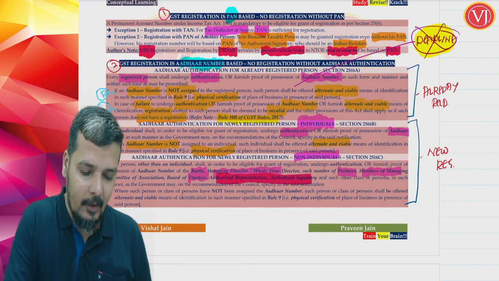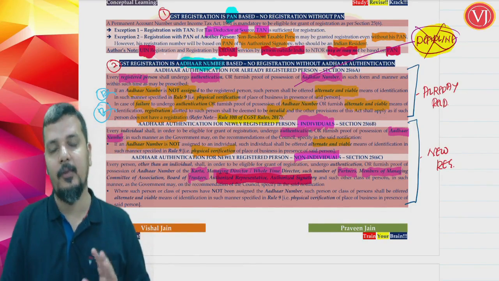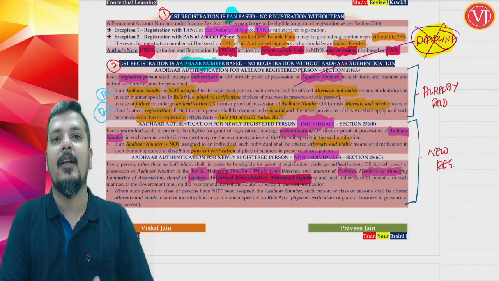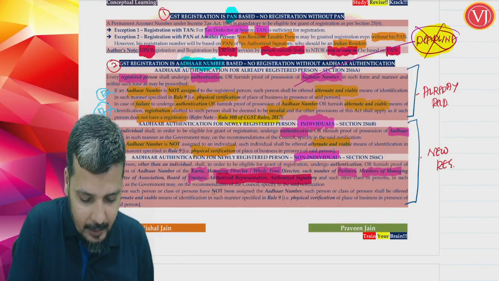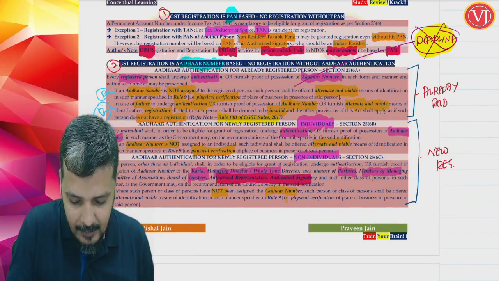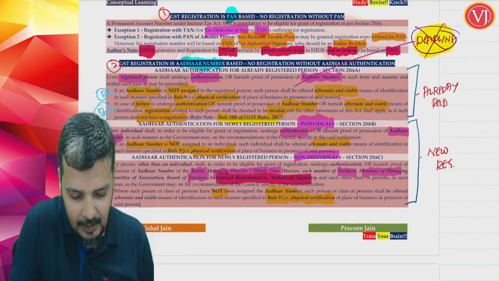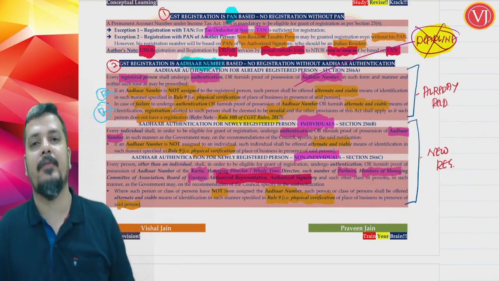Now again they carve out an exception to the requirement that you have to link your Aadhaar. Newly registered person, when you are applying for registration, link the Aadhaar. If you are not doing that, don't worry. We will have an alternative means, that is rule 9, where we will do physical verification and then give the registration.